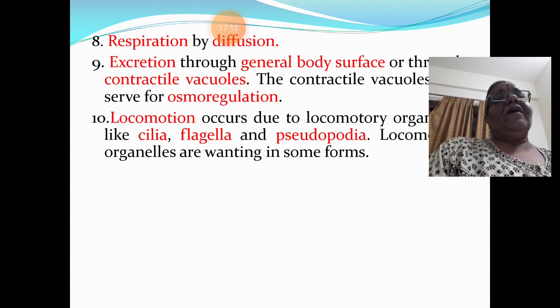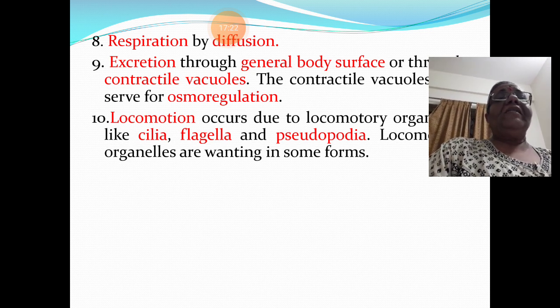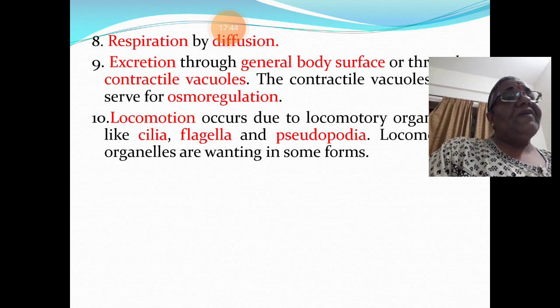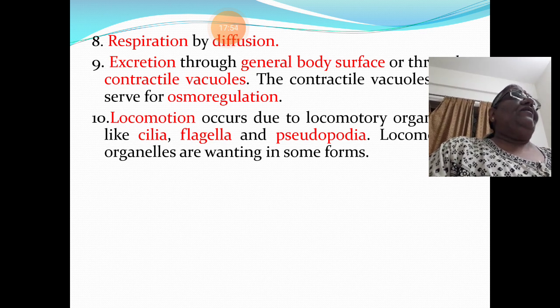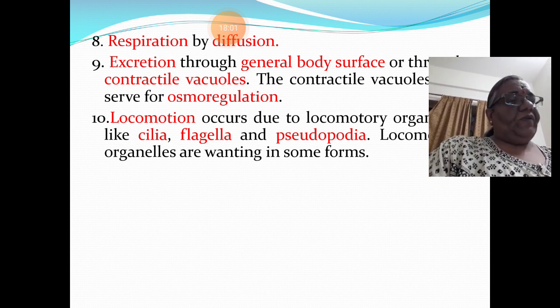However, these locomotory organelles are wanting in some forms. That means you don't find any locomotory structures in few protozoans. In fact, please note, the type of locomotory structures present in protozoans forms the criteria for classification of these organisms into different classes. So this is a taxonomic feature. Depending upon the type of locomotory organelle present, you assign a particular protozoan to a particular class. That's what I meant by taxonomic feature.